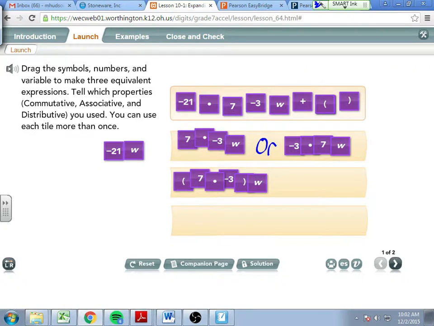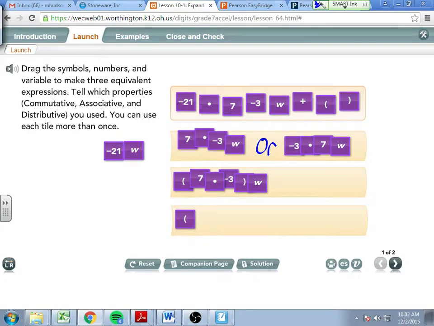Seth? Negative 21 plus W. No, because that would be negative 21 plus the variable amount. This is saying we have negative 21 of the variable amount. Shahid? Yeah, we already pretty much have that.